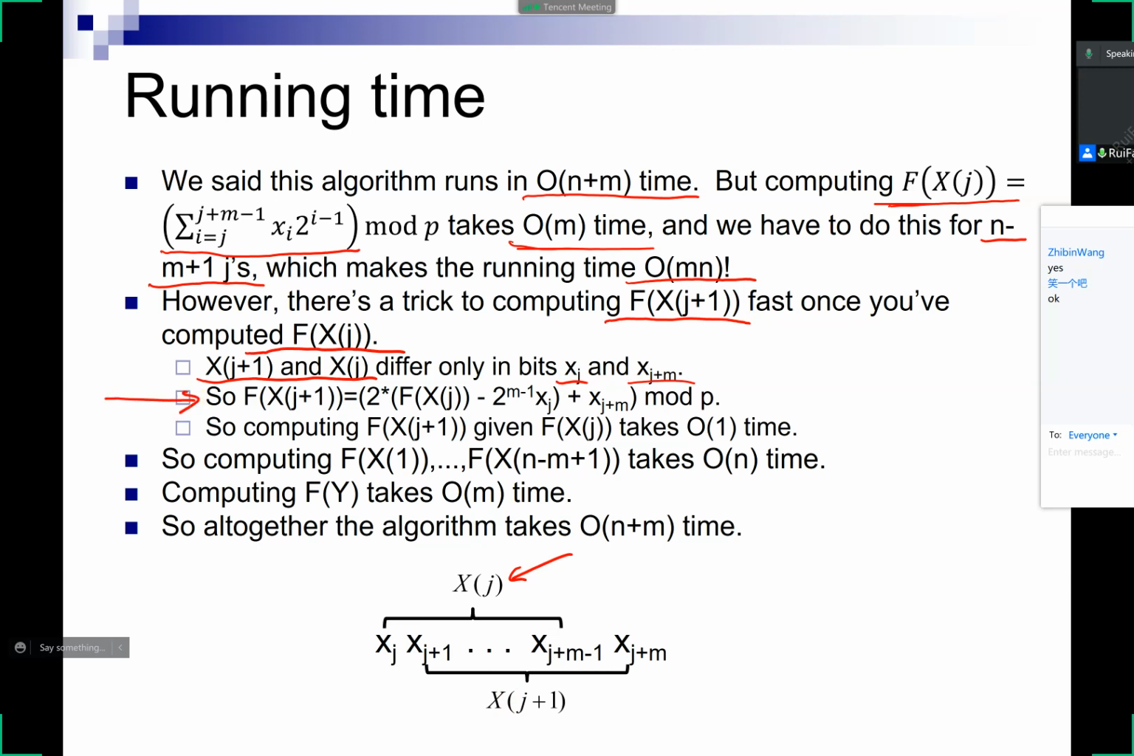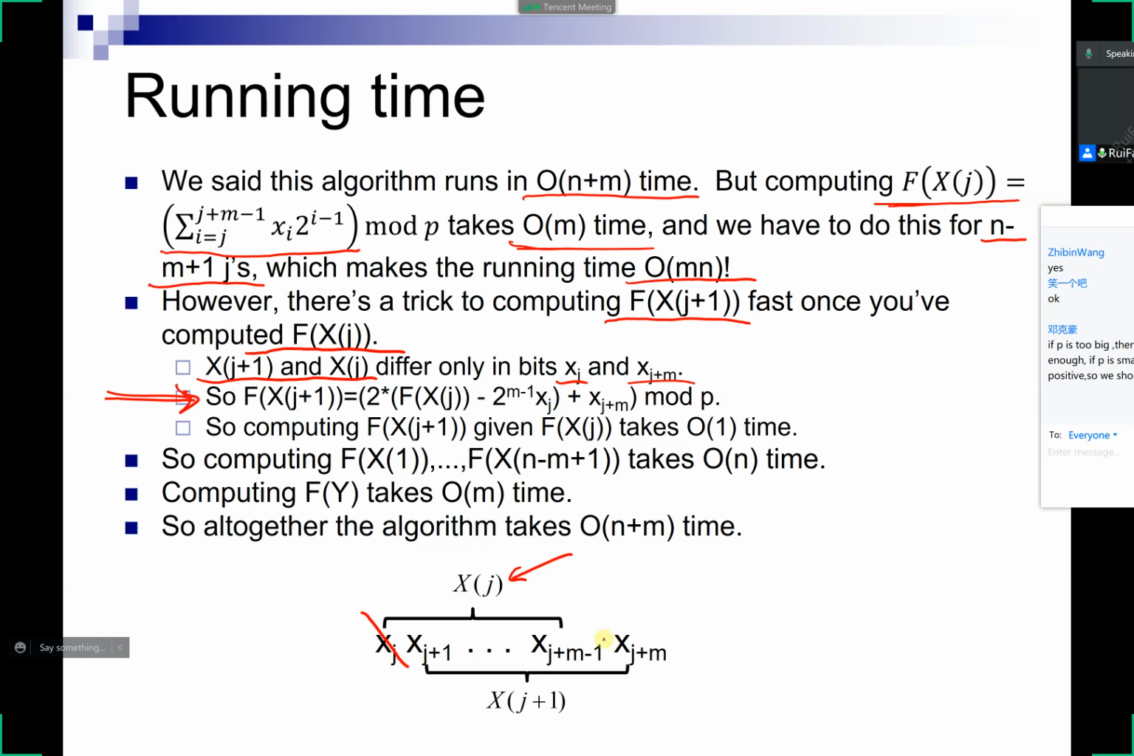So what is this formula saying? This formula says that if you already know the fingerprint of x of j, then to get the next fingerprint, the first thing you do is take out the jth bit over here. This is the most significant bit in x of j. To take that out, you just subtract 2 to the power m minus 1 times this bit. Here you've got an m bit number, and if you want to take out the topmost bit, you just do the subtraction over here.